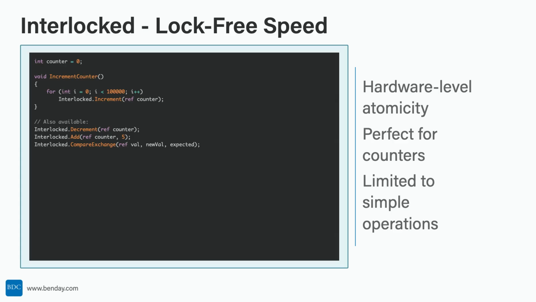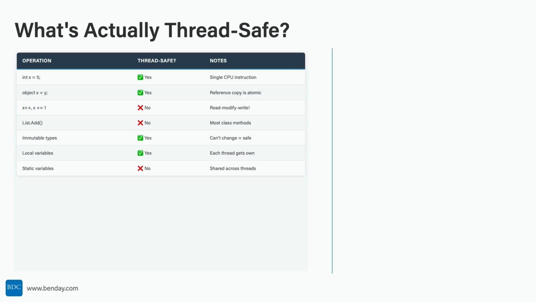Now let me clear up some confusion about what's actually thread safe. This trips people up all the time. Let me give you a quick reference for what operations are naturally safe versus which need protection. Assigning a single value to an int or a reference is atomic. It happens in one CPU instruction. You can't get halfway values.